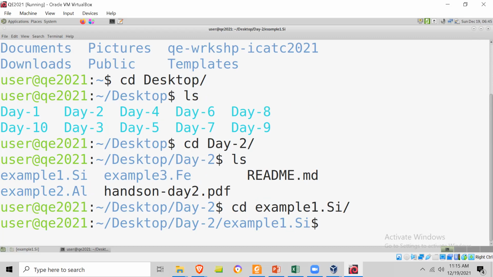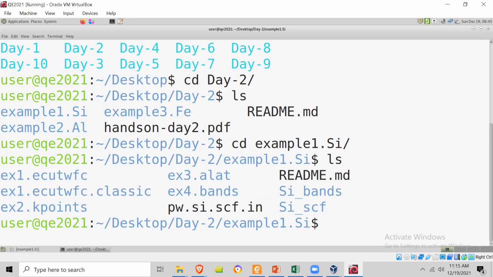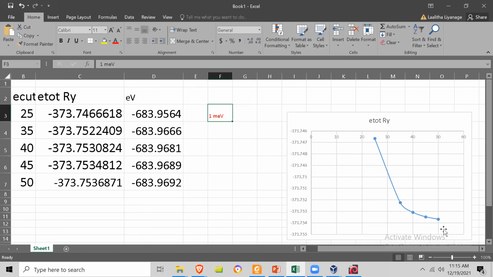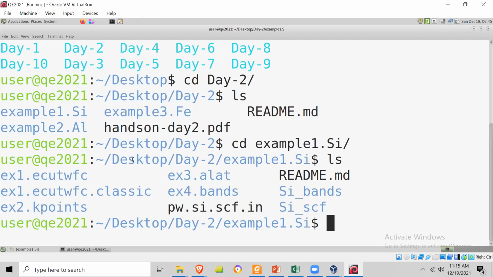So when you type ls, inside of example 1, there's exercise 1, exercise 2, exercise 3, exercise 4. Exercise 1 is the convergence of ecut-wfc, which we did with this Excel file. We tried to see which cutoff number is best suited for us. Okay, so now let's go into that exercise.